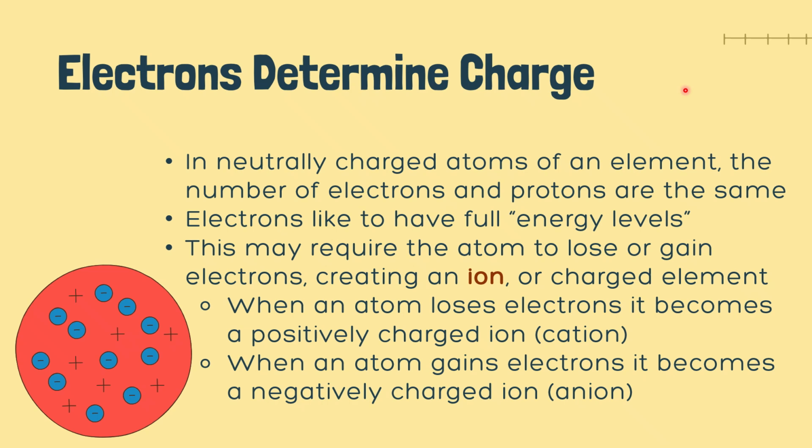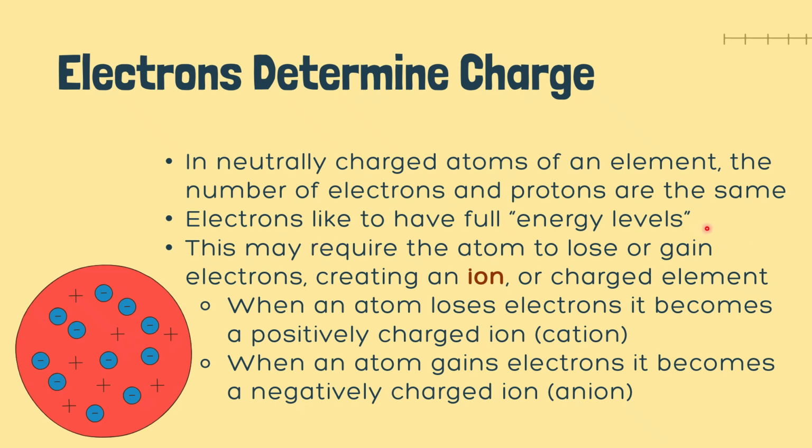Then the electrons are responsible for determining the charge of the atom. If the protons determine the identity of the atom, electrons determine the charge. What do we mean by that? Well, in an ideal world and on paper, every single atom will have the same number of protons and electrons. It'll have the same number of positive and negative charges to balance it out and make it neutral. But in reality, rarely ever do we find all the atoms of something in that perfectly neutral state.